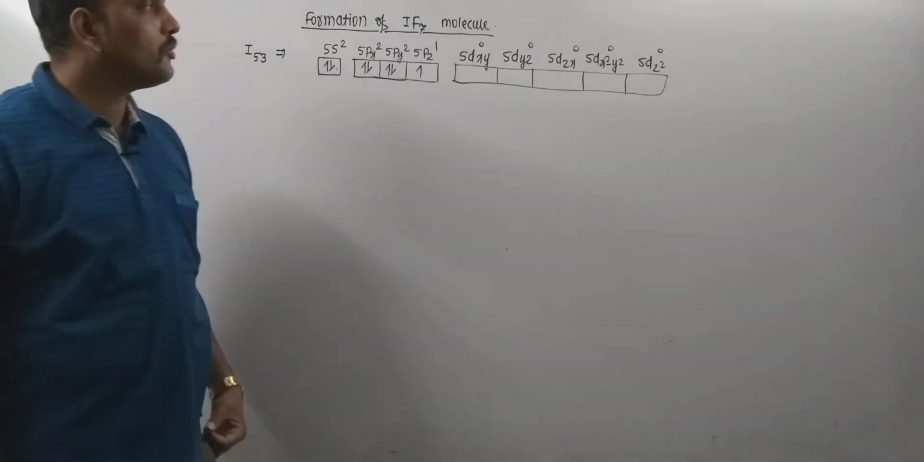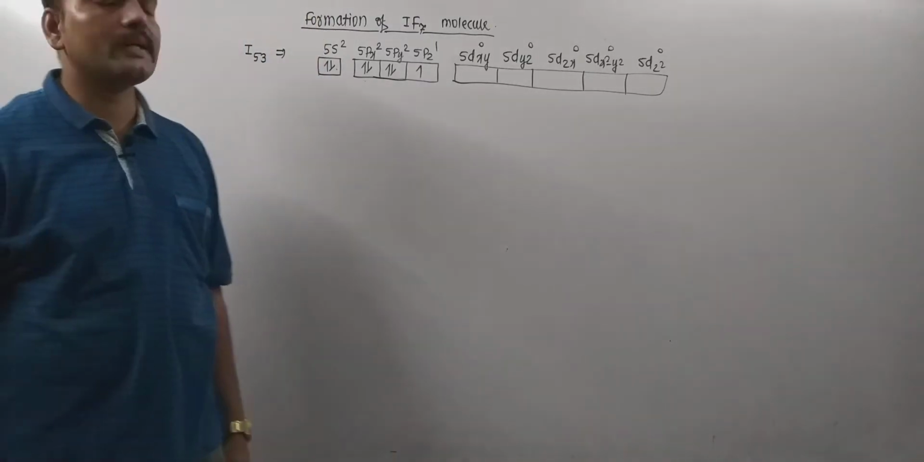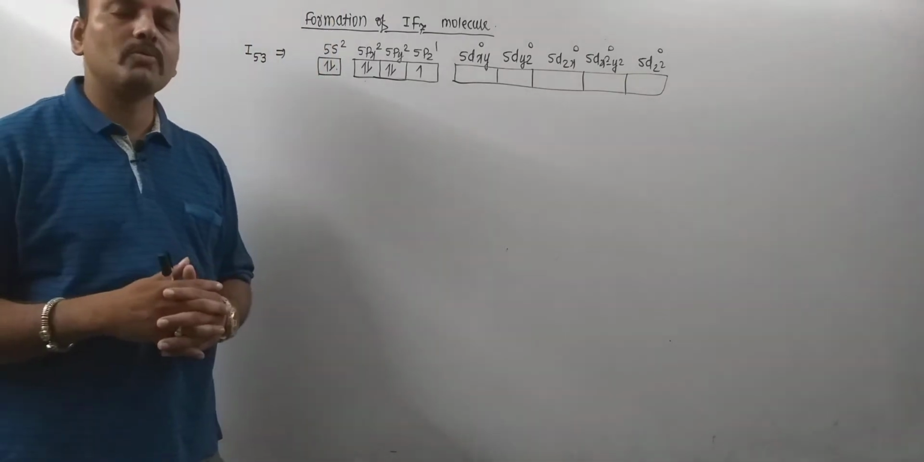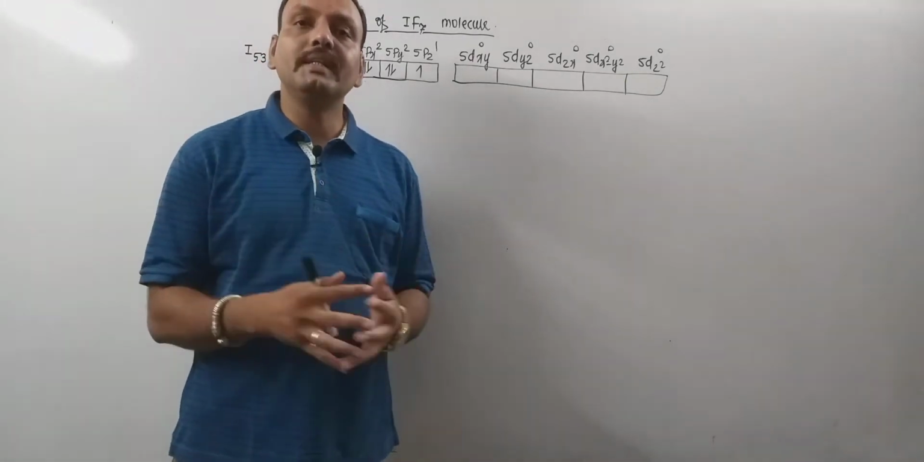Hello students, today's point of discussion is formation of IF7 molecule. In IF7, central atom iodine undergoes sp3d3 hybridization.